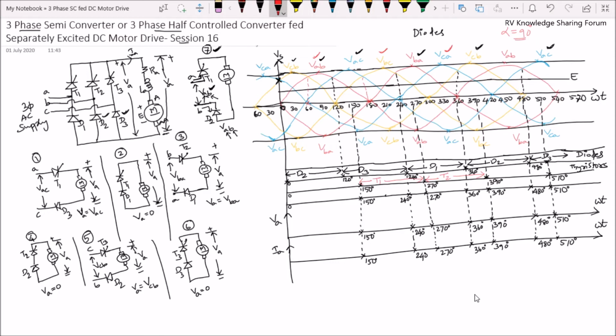Now the line voltage VCA is more positive at an angle of 300 degrees. See here, I am marking in red color at an angle of 300 degrees. So the line voltage VCA is becoming more positive at 300 degrees. From here we have to leave 90 degrees of firing angle. So 300 plus 90 becomes 390 degrees. So at an angle of 390 degrees, the thyristor T3 will come into conduction.